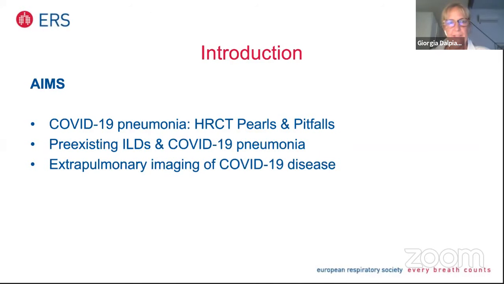This enlargement of airspace of emphysema may be due to barotrauma in these patients. Another example is IPF, a fibrosis disease. And so also in this case it is very challenging, because the differential diagnosis is very difficult: COVID pneumonia in IPF patients with acute exacerbation of IPF is very difficult.